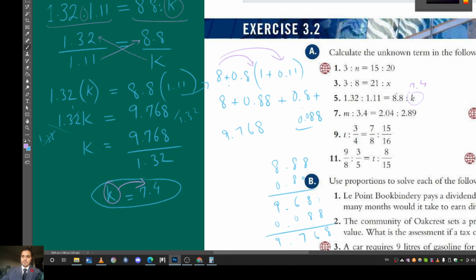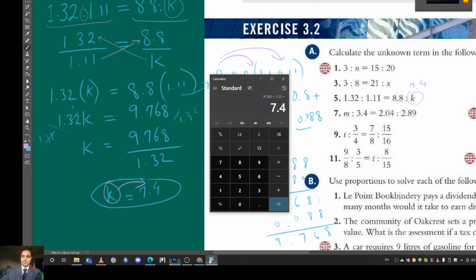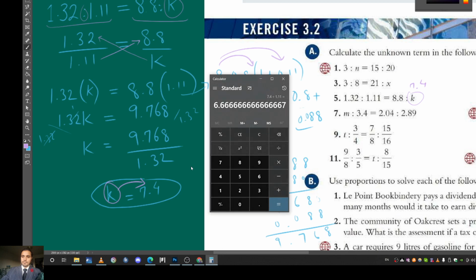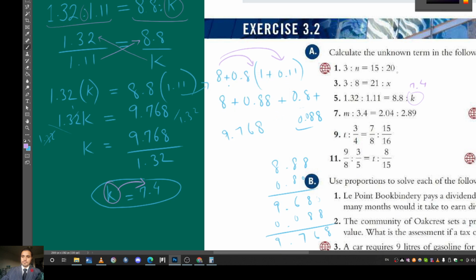We can even check if it's true by multiplying. If we divide 7.4 by 1.11, we get 6.67. If I multiply that number with 1.32, I should get 8.8 if I've done it correctly. And boom, I got 8.8, which is right here. So we know we did it correctly. Okay, awesome.